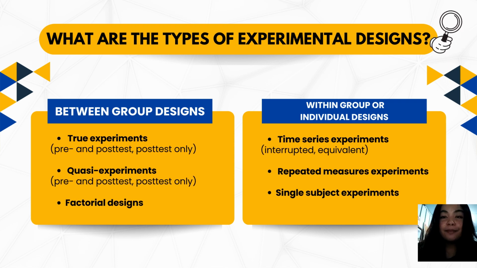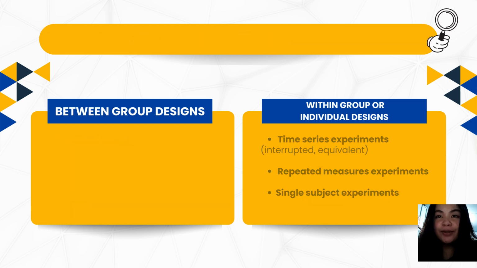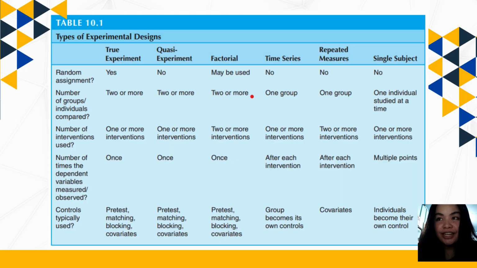Let us take a look at Table 10.1, which outlines a basic set of criteria for differentiating among these types of experimental designs. We'll keep these criteria in mind as we go through each design, focusing on random assignment of participants. How are people assigned to different groups? Number of groups or individuals being compared. Are we looking at 2 groups, 3, or more? Number of interventions. How many different things is the researcher doing to see the effects?